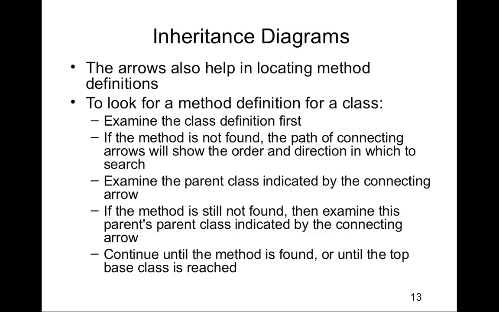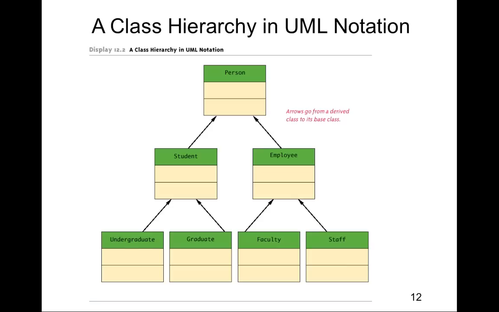So if the method is still not found, then you examine the parent's class and you work up the hierarchy until everything is found. And then you loop to the base class. And if you reach the base class and you know that you're missing that piece of information, then you just say, well, where does it belong? And then you can logically place it.